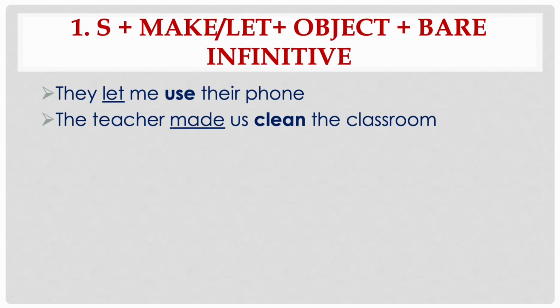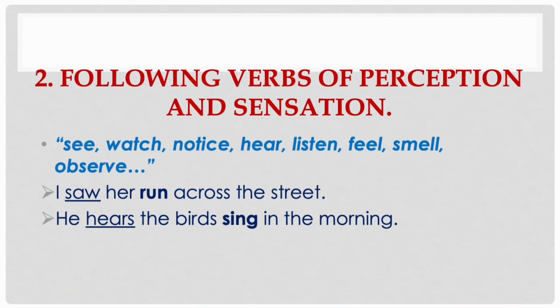Let's see a special use of the bare infinitive after certain verbs. Two very common verbs are make and let. The structure is subject, make or let, object, bare infinitive. Let means allow or permit. Example, they let me use their phone. Make means force or compel. Like, the teacher makes us clean the classroom. Remember, after make and let, we do not use to.